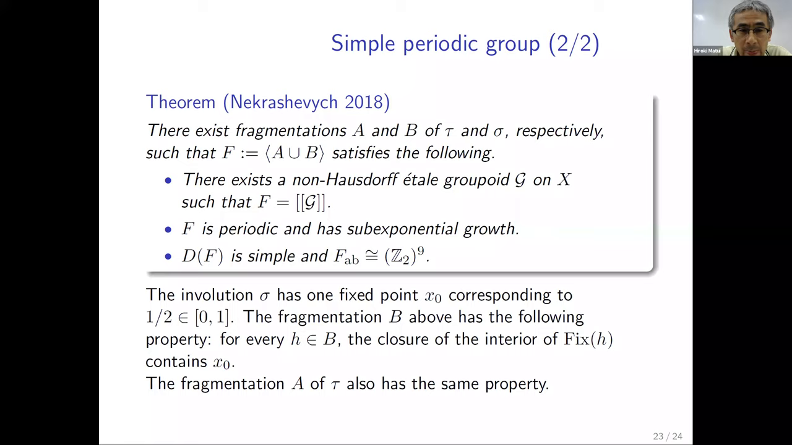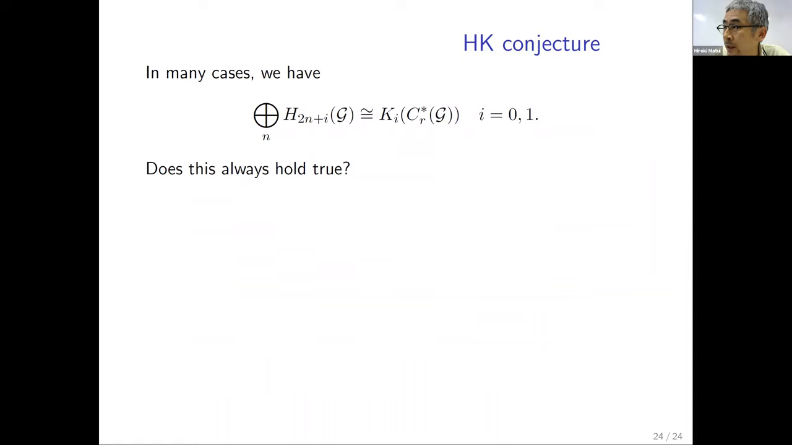Okay. Then, yes, this is my last slide. Finally, let me explain some conjecture about homologies and K-groups. In many cases, we have isomorphisms. In many concrete examples, when I computed homologies and K-groups, they coincide in this way. So I made a conjecture. This always holds true. That was the HK conjecture. It's a bit similar to the classical Chern character.